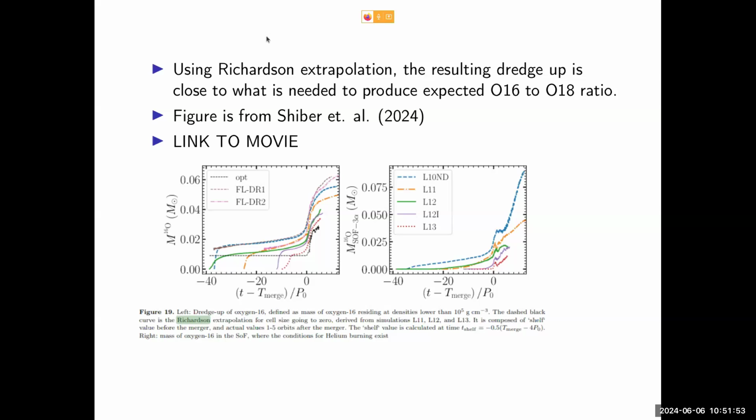These are different resolutions, and as they get closer to the true value, this is Richardson extrapolation, and found that getting close to the isotope ratio that's observed. Let's see if this works.